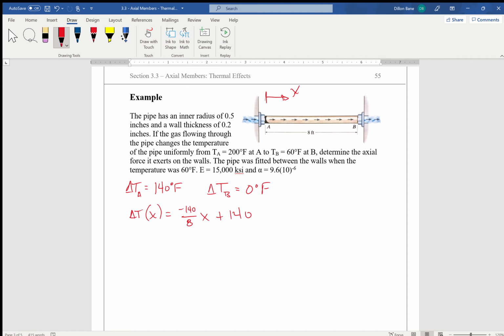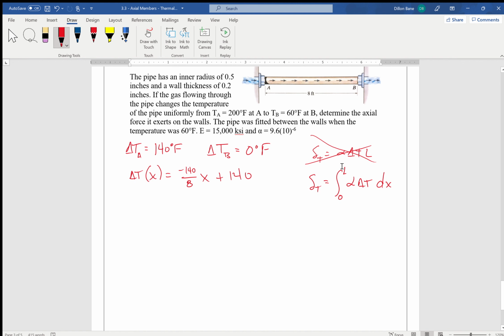This problem is just slightly different because since delta T is a function of x, we can't just simply take alpha times delta T times L. Instead, we need to integrate, correct? That's not going to work for this particular equation because delta T is a function of x. So delta T is an integral from 0 to L of alpha delta T with respect to x. This is the equation that we must use this time.